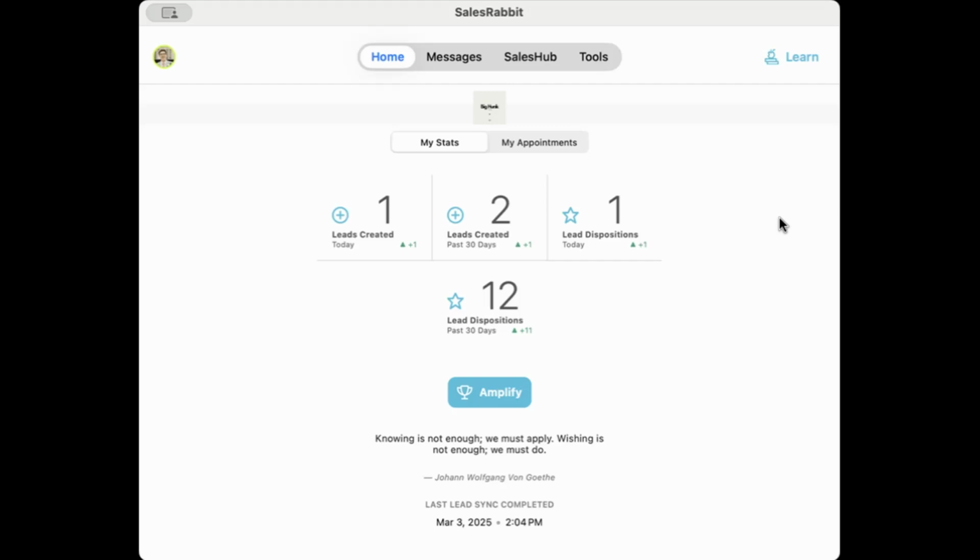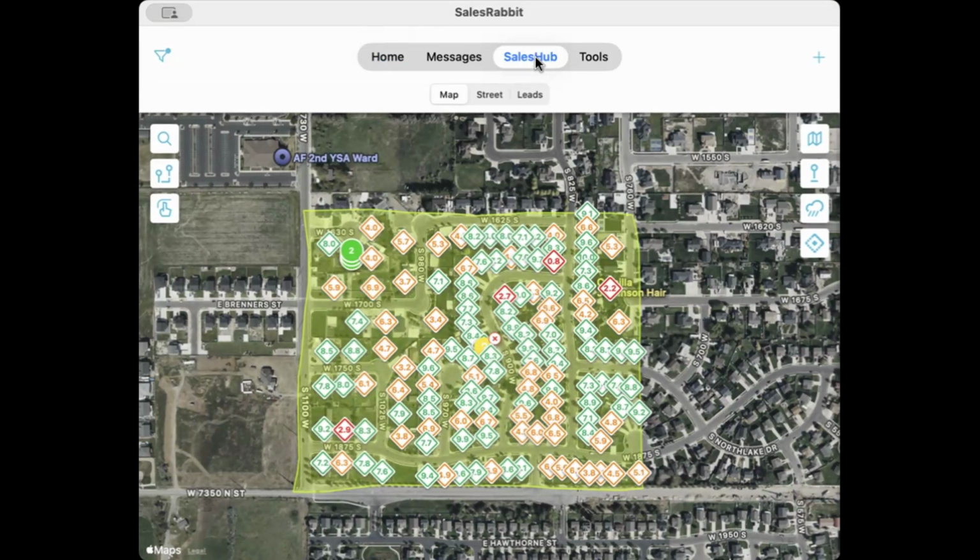We have two different tools that we're going to go over. One is called proximity indicator. The second one is called user locations. So we're in the SalesRabbit mobile app. I'm going to select Sales Hub, and we're going to showcase the proximity indicator first. So I'm going to drop a few different pins in the area.